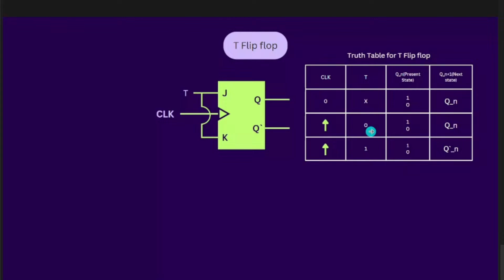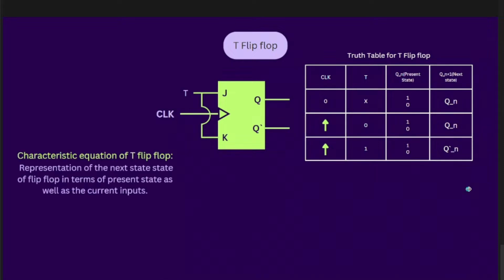Whenever T is 0, irrespective of the present state, the next state will store the present state. And if the toggle value is 1, then it will toggle the value. If we give 1, then the T flip-flop will give 0, and if we give 0, then it gives 1. So let's see the characteristic equation of the T flip-flop.